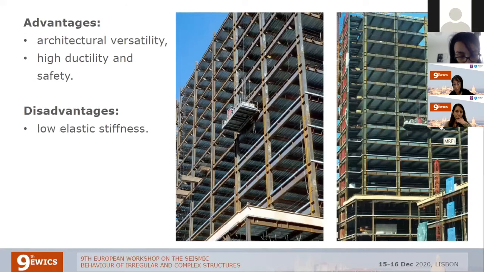Steel moment resisting frames have a lot of advantages, among which these two are counted among the most important ones: architectural versatility, which is mainly due to the unbraced frames, and also high ductility and safety. One drawback of steel moment resisting frames is their low elastic stiffness. On the right side, you can see a steel moment frame building during its erection.